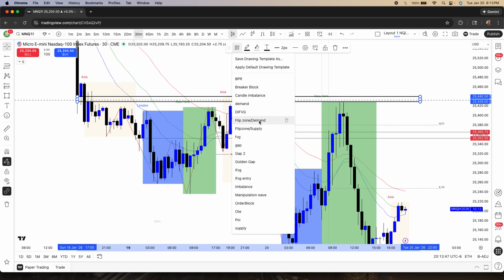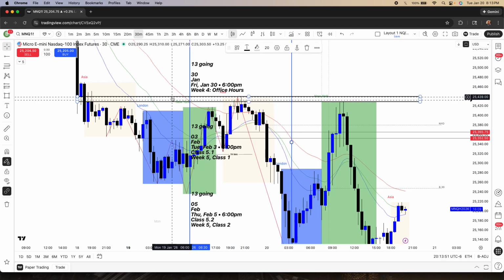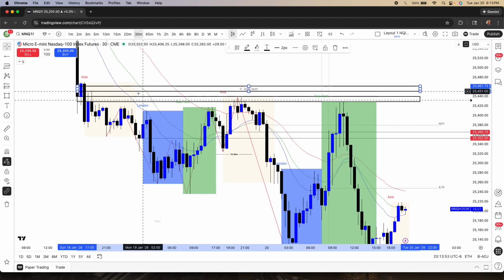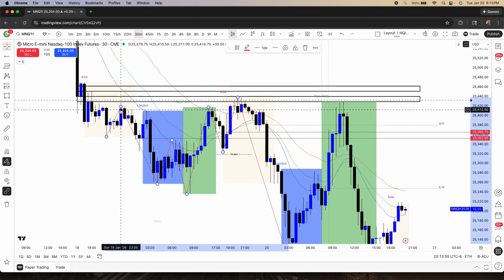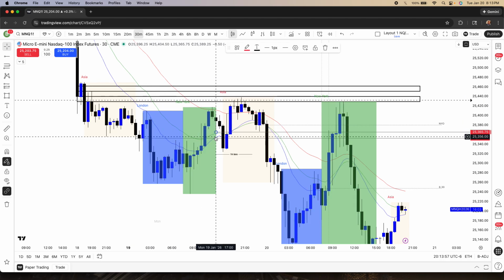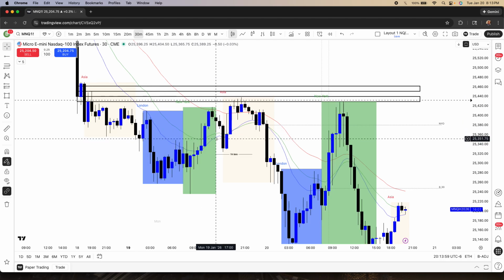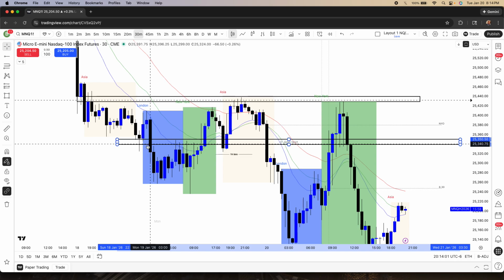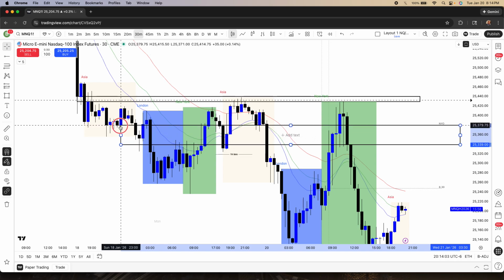How do I want to draw this? I'll just do it like that for now. And then we'll grab this other one, and then we're going to continue on. So we'll put this other support and resistance line right here.